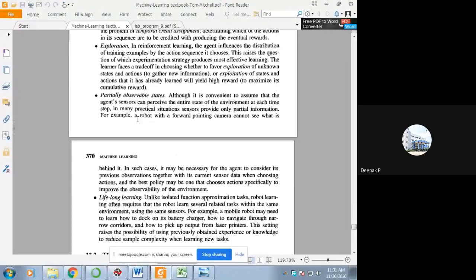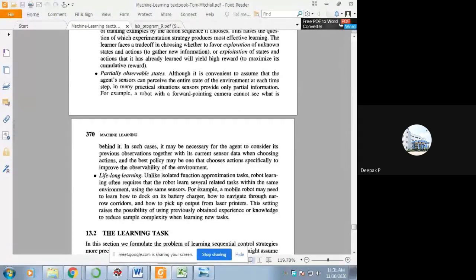Like a robot which has a forward-pointing camera that cannot see behind it. Suppose there is an autonomous driving car and the camera is placed at the front of the car. What happens? It cannot look backwards and get the data. Only the forward movement of my car will be taken for the data set. So this type of data is called partially observable state data sets, until the whole data is completed.